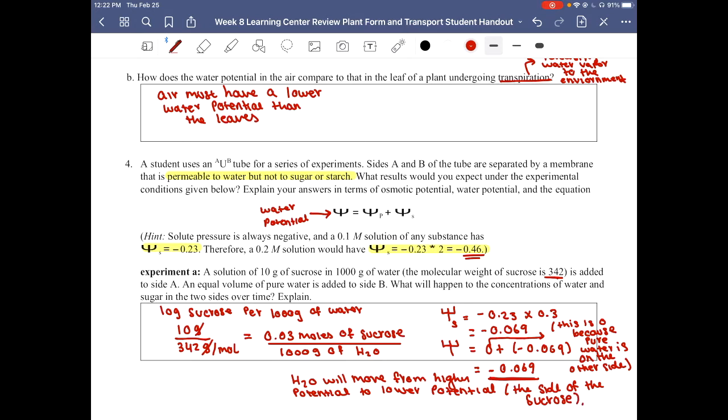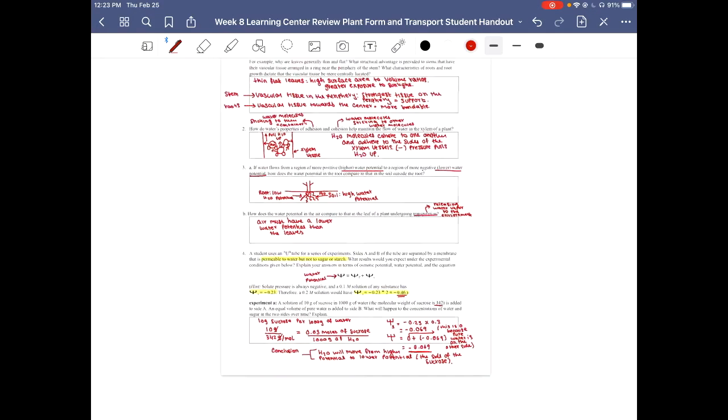Okay, any question about any of the math that I've done so far or the conclusion that we came to? Okay, let me know if any question comes up later, but I'm going to go on to experiment B. It's going to be a similar process.